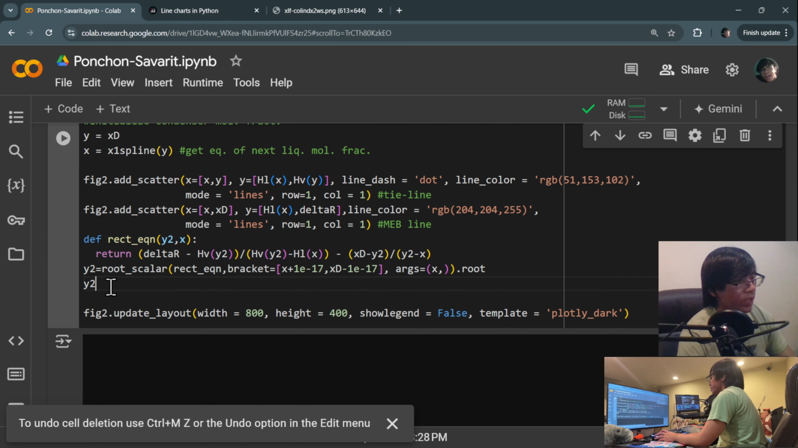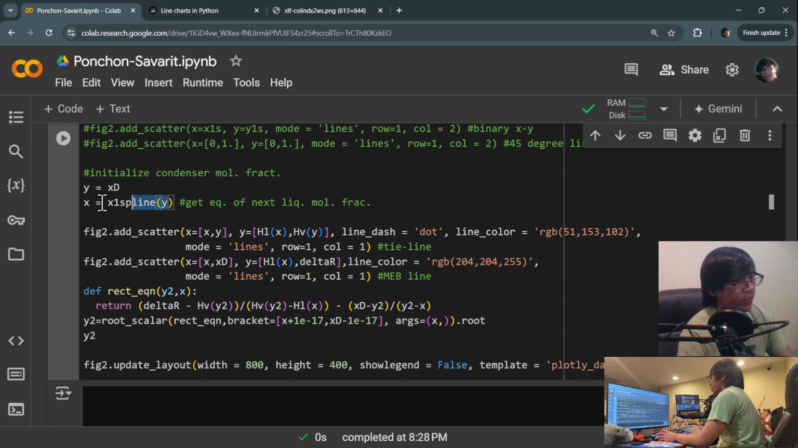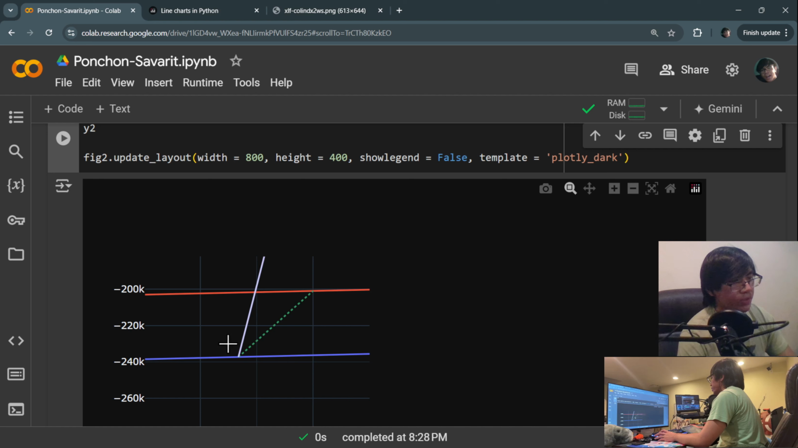And notice that this y2 will eventually be the next y we use to take the equilibrium of. So we'll have another intersection. We'll have another point here. Well, I guess it's just right here, right? 97. Yeah, it's actually right there.